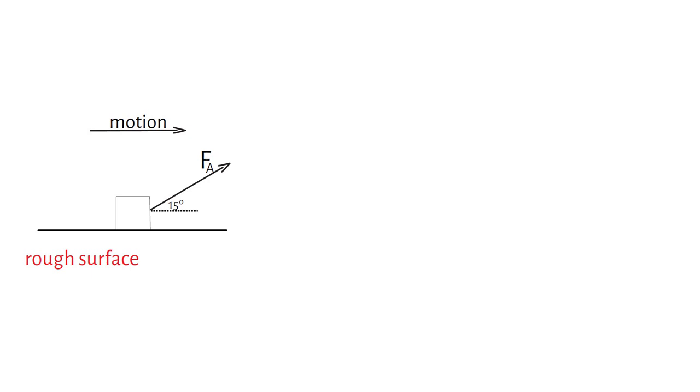Another scenario, they gave us an object. That object is being pulled by a force that is not horizontal. That force is at an angle of 15 degrees. The object is moving to the right. So they ask us to draw the free body diagram and they told us that the surface is rough. We know the object is represented by a dot. The force we know is there is the normal force, because the object is in contact with the surface. So we write the normal force as Fn.